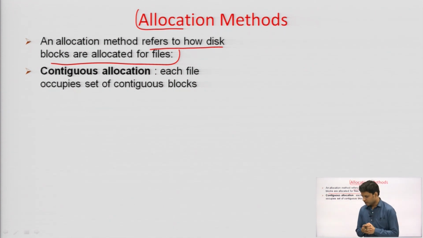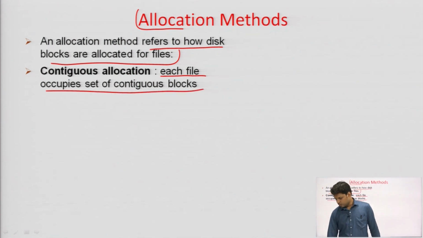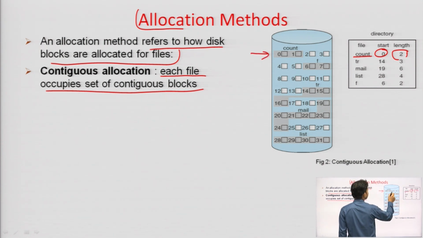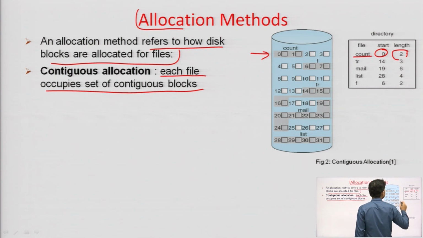First is your contiguous allocation, where each file occupies a set of contiguous blocks. You can see this is an example. Here each file has its starting address, or you can say starting pointer, and the length of the file. You can see this count is starting from 0 and taking a size of 2, so two contiguous blocks, 0 and 1, have been given to count. Similarly, TR is starting from 14 and its length is 3, so TR is stored in 14, 15, 16.